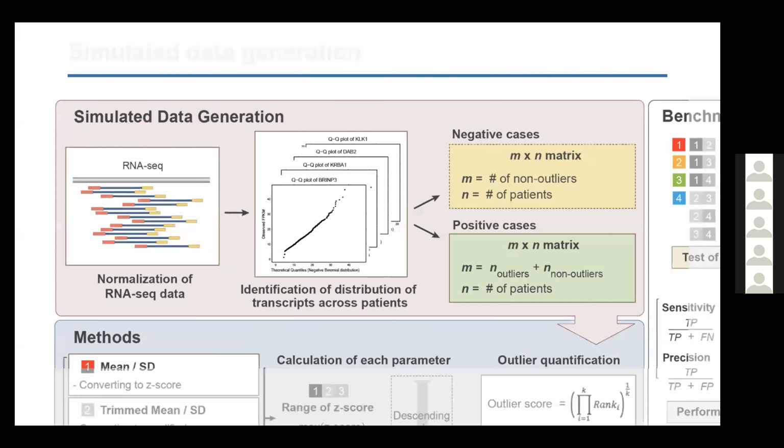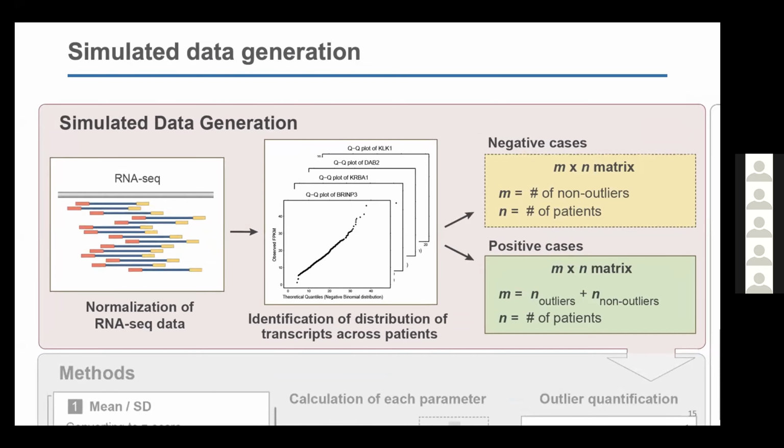The first part is the simulated data generation. I want to generate simulated data to evaluate the new detection algorithm. To generate it, I use the normalized RNA-seq data, and I identify the distribution of each transcript using a QQ-plot. After identifying each distribution, I generate random numbers following each distribution to make the negative cases, and I put in some outlier cases to make the positive cases. This simulated data will be used for the method evaluation.